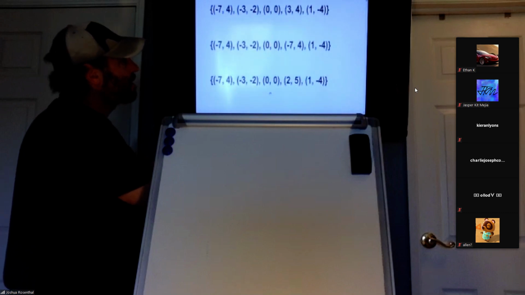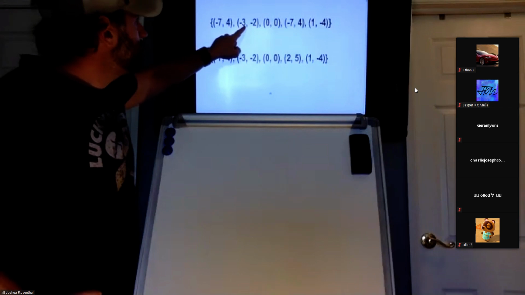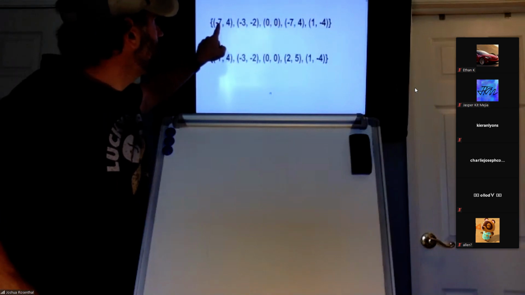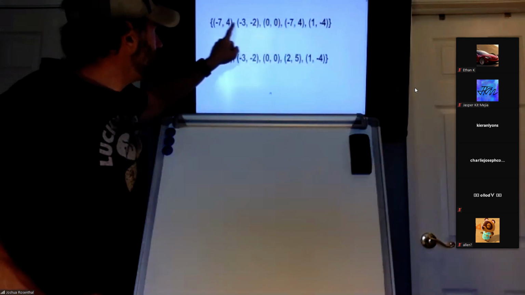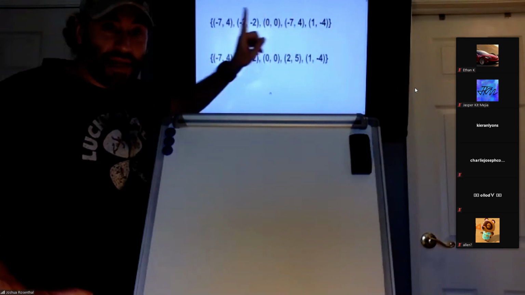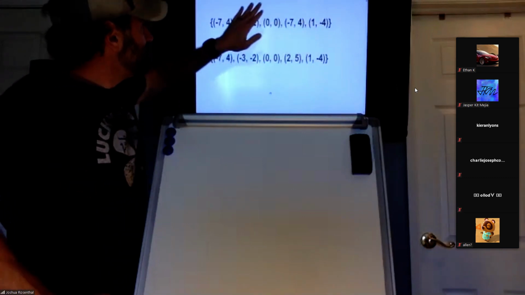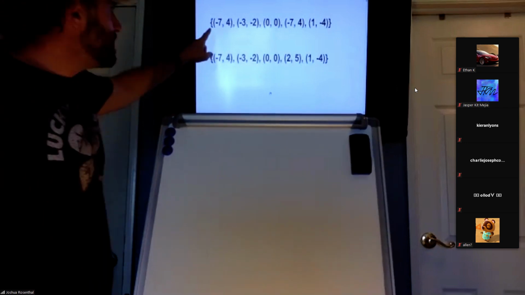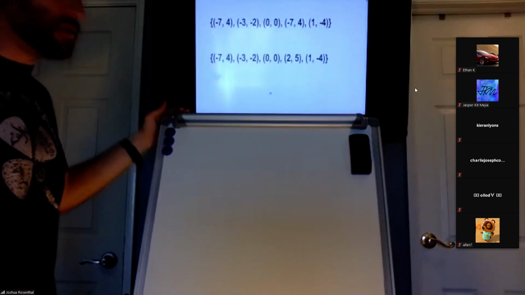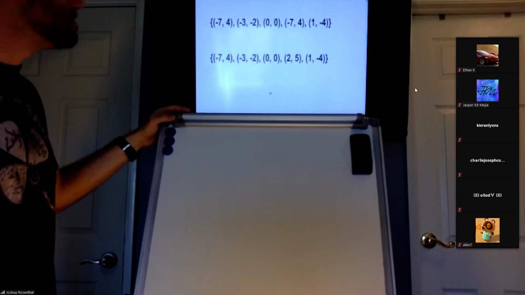Okay, let's look at these two. No repeat, no repeat, no repeat, repeat. But this is the same coordinate. That was a trap on purpose. Tricked us. And that one's not a repeat. This is a function, because when -7 is the input, guess what the output is? We can predict. 4. It's going to be 4.